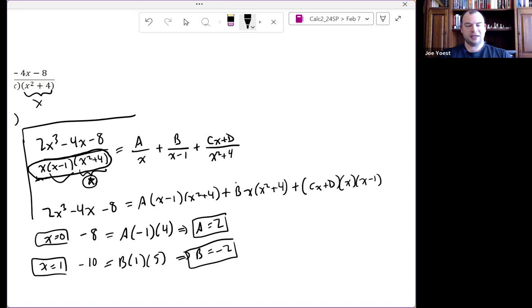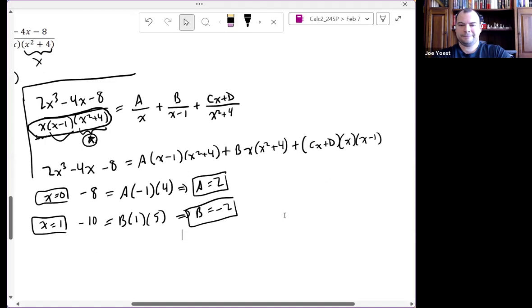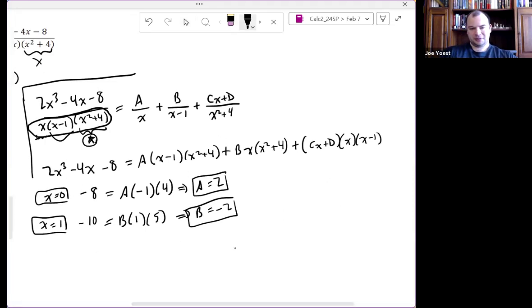Okay, so I've gotten A and B. I need to get C and D now. One thing that I notice about C is that C is the coefficient of a cube, right? I get Cx times x times x. Well, maybe if I match my cubic terms, or really my cubic coefficients. On the left, I have a coefficient of 2 for x cubed. On the right, what do I have? A times x squared is just A. B times x squared is just B.